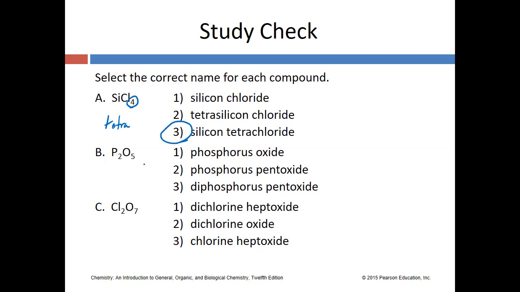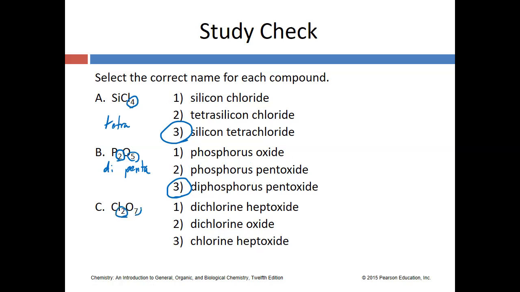For the second one, we're going to have 2 prefixes. We're going to have di for the phosphorus and penta for the oxygen. So that's where this one's going to come in, diphosphorus pentoxide. Again, penta oxide, we've got that double vowel thing going there. We drop the first vowel. So that's why it's pentoxide instead of pentaoxide.